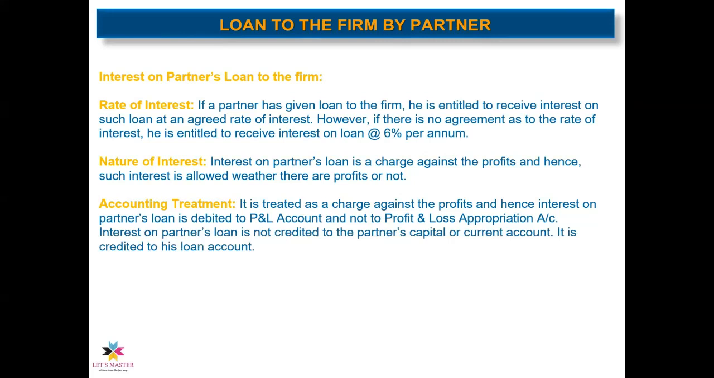Interest on partner's loan is not credited to partner's capital or current account. It is credited to partner's loan account. Remember, this is very important because the loan which has been advanced by the partner is not part of his capital. So accounting for partner's loan would be treated separately from the partner's capital account or partner's current account. Any loan which is provided will have a separate account in the books of account, and the interest provided on partner's loan would be credited to partner's loan account.